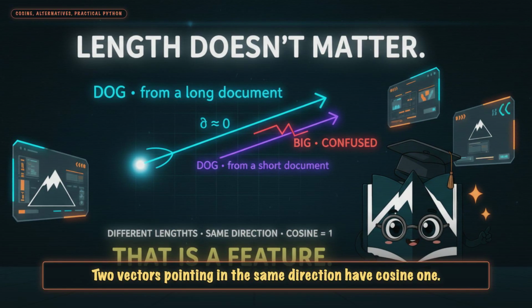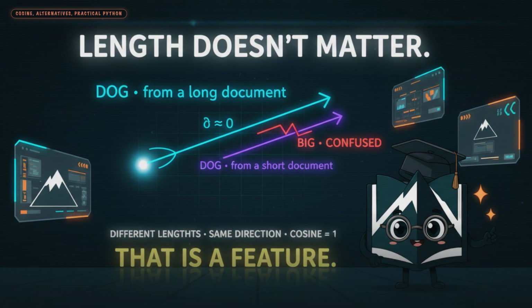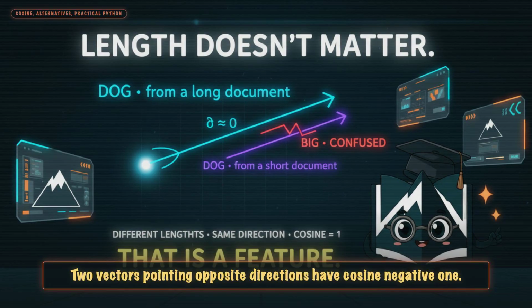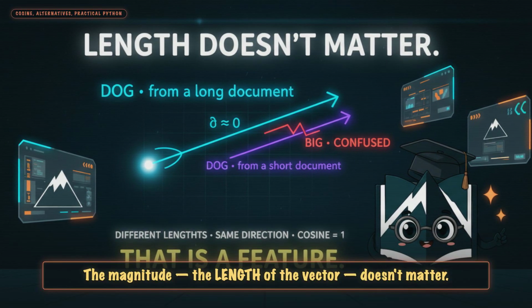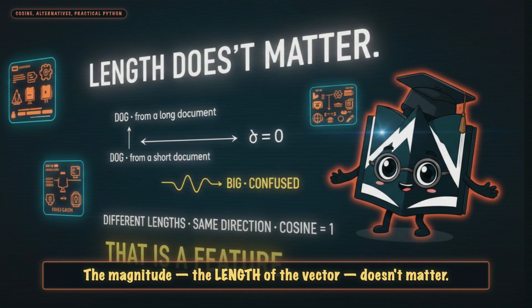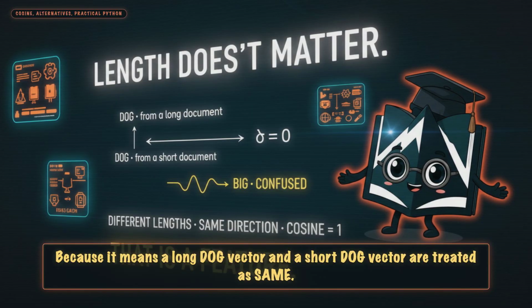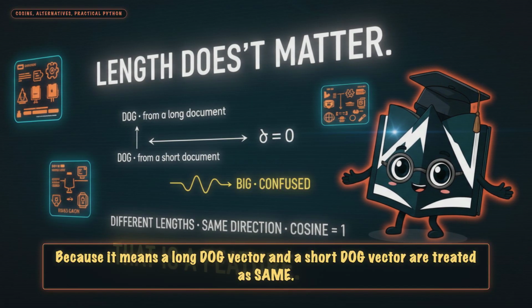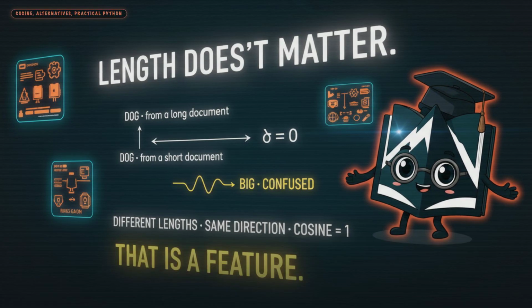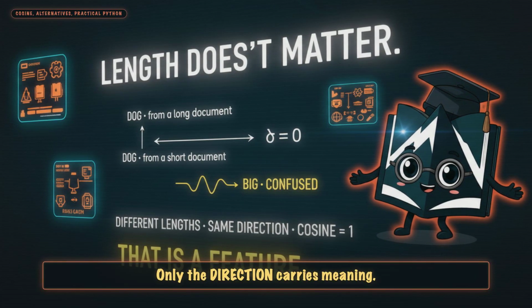Geometrically, you're measuring the angle between the vectors. 2 vectors pointing in the same direction have cosine 1. 2 vectors pointing opposite directions have cosine -1. The magnitude, the length of the vector, doesn't matter, and that's the key property, because it means a long dog vector and a short dog vector are treated as the same. Only the direction carries meaning.